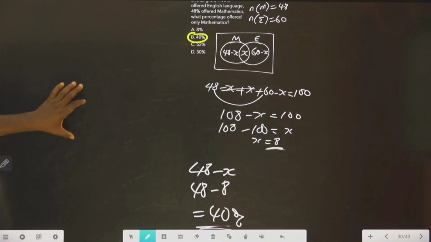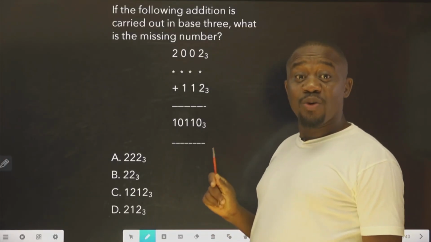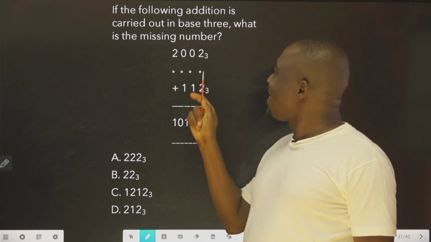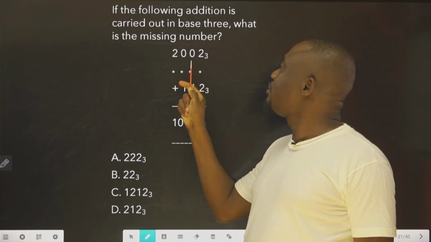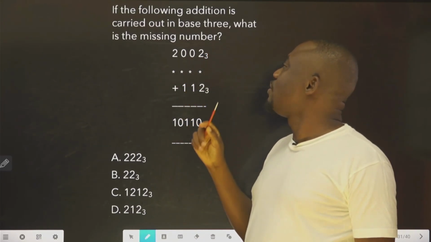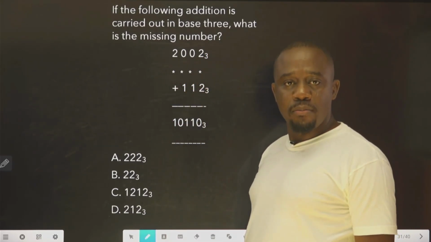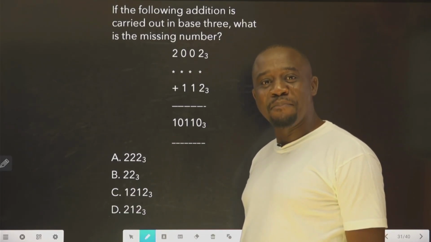40% is the answer. Don't miss it. Let's look at this question. It says, if the following addition is carried out in base 3, what is the missing number?